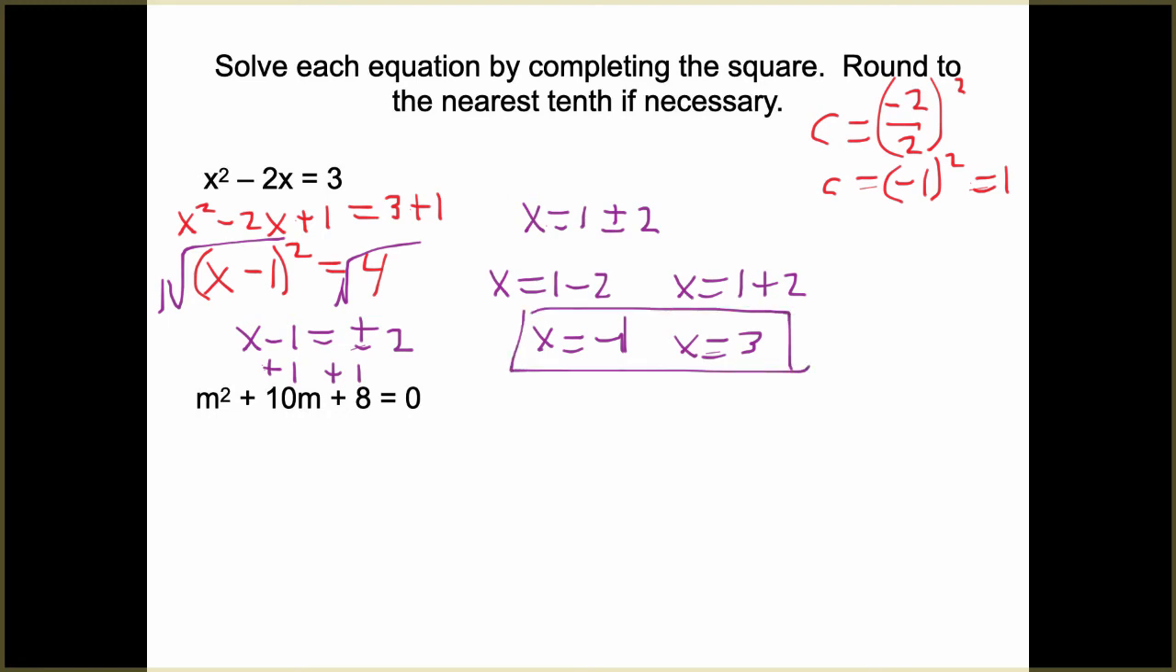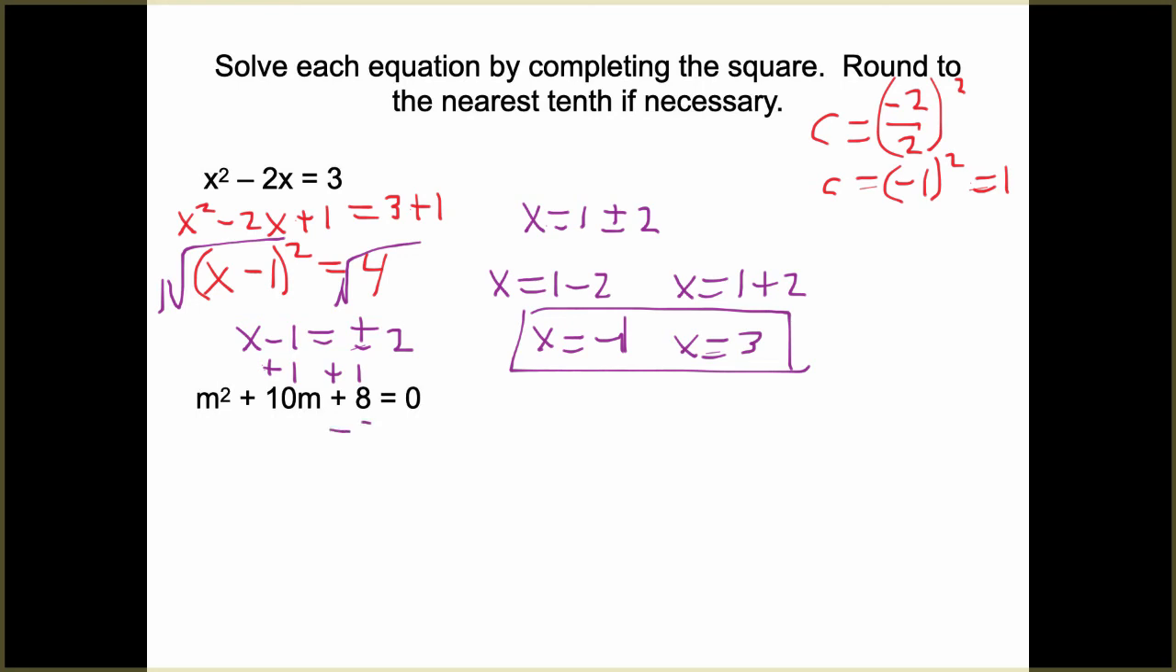The bottom one, we have m squared plus 10m plus 8 equals 0. This one is not set up yet for us. Notice that we have a constant on the left side. When you look at this one, you can't factor it with 8 there. Nothing multiplies to 8 that adds to 10. So we need to move the 8 over first.